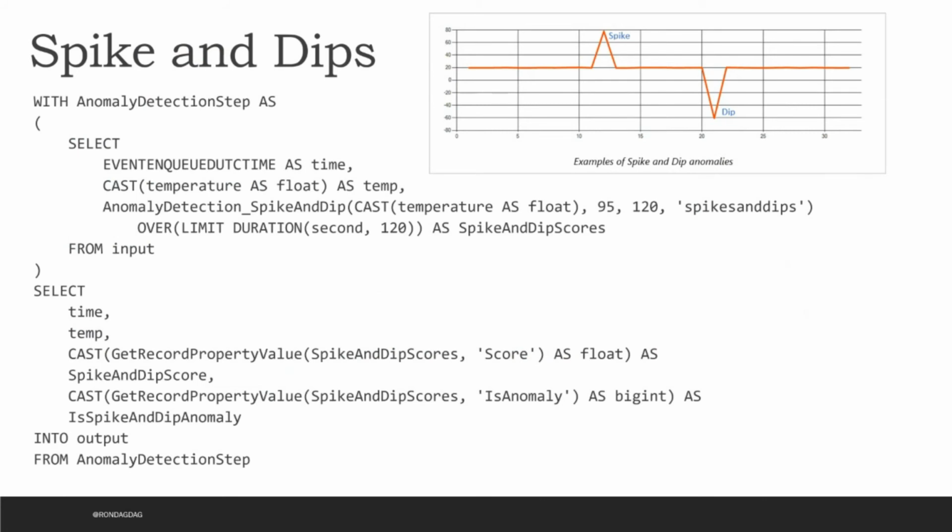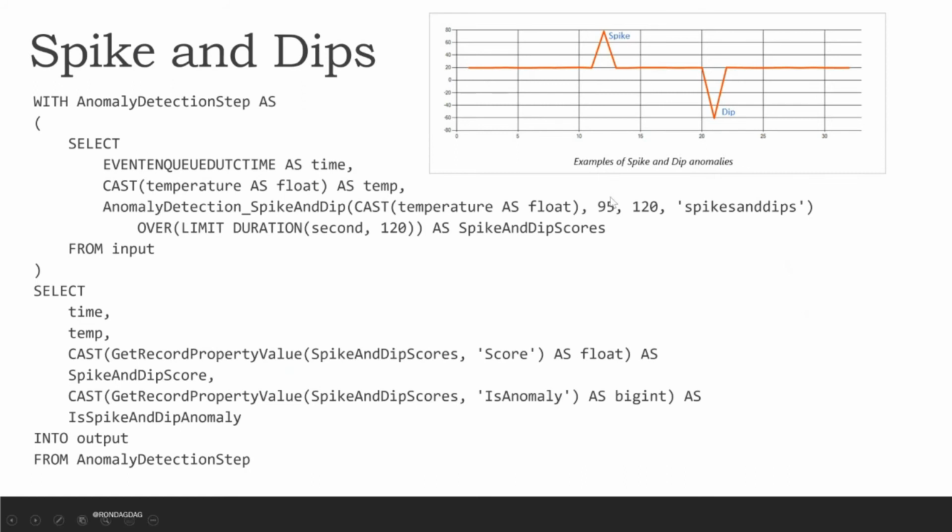Azure Stream Analytics has some functions for how you can do anomaly detection, and this is the key part of it: you have AnomalyDetection_SpikeAndDip, and you pass in pretty much what you would do for anomaly detection in ML.NET.